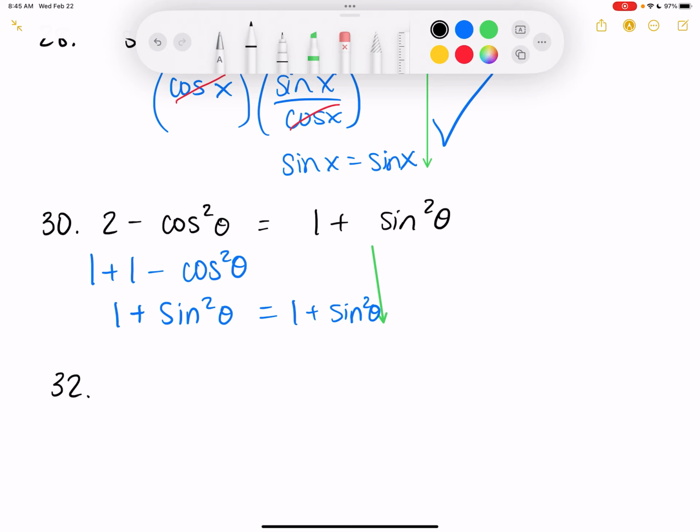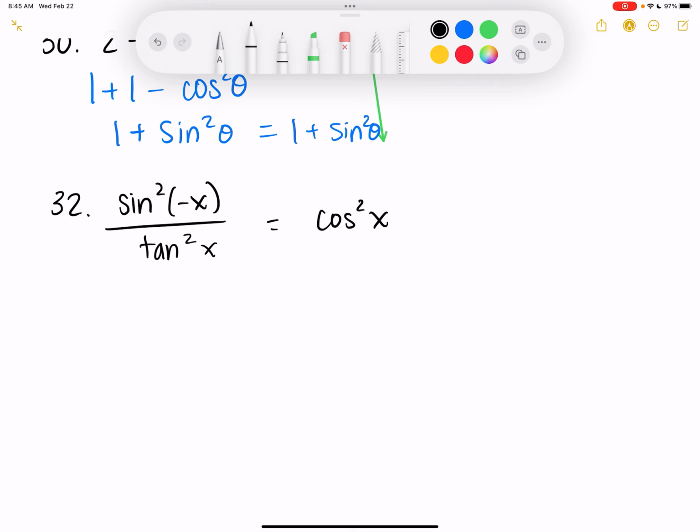All right, we've got 2 more of these. So, sine squared of negative x over tangent squared of x is equal to cosine squared of x. All right, so first and foremost, what does the negative inside of a sine do? It makes the sine negative. Okay, it makes the sine negative. So I have negative sine squared of x.